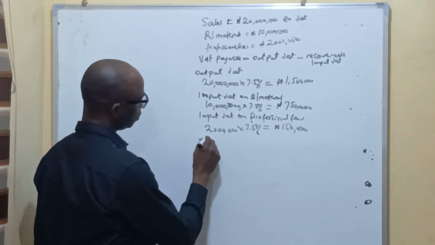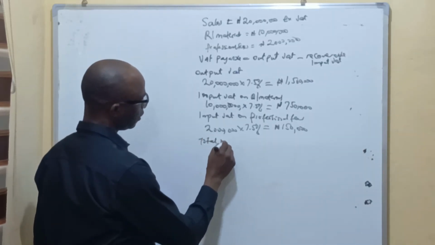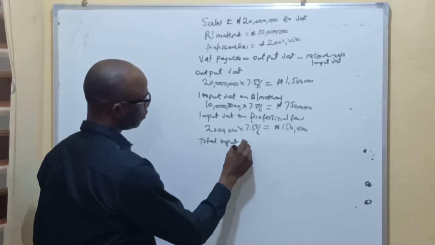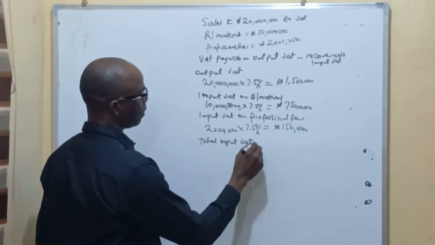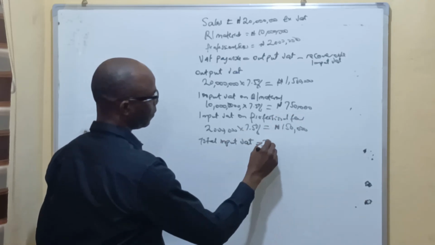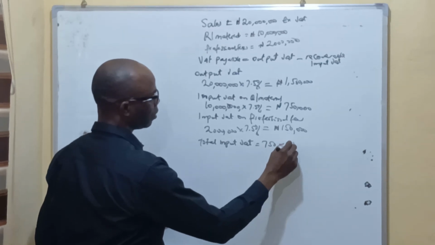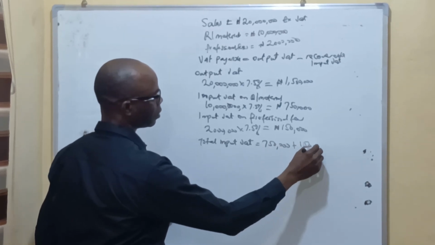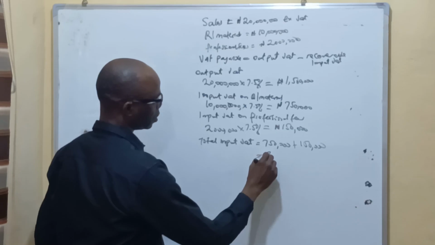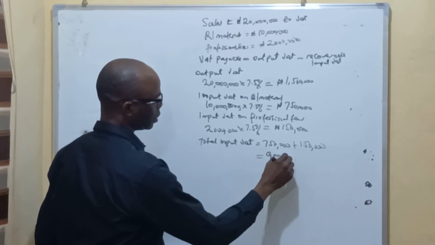Then the fourth step is to calculate the total input VAT together. So total input VAT will now be 750,000 plus 150,000. Total is what? 900,000.